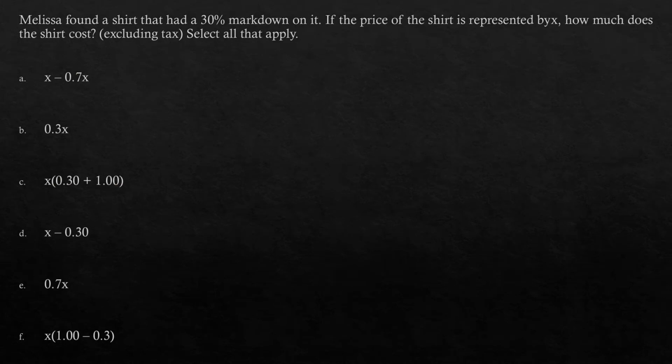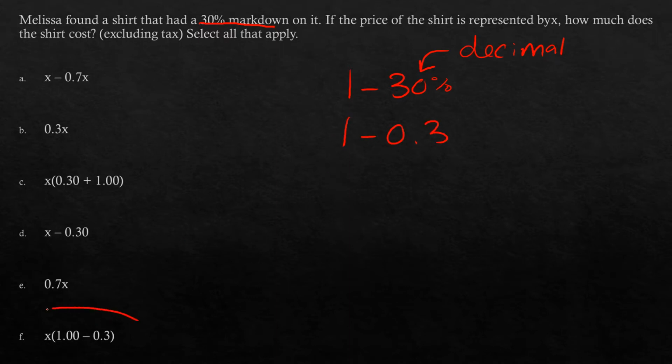All right, Melissa found a shirt that had a 30% markdown on it. If the price of the shirt is represented by x, how much does the shirt cost, excluding tax? Select all that apply. Since this is a 30% markdown, we are doing 1 minus that 30%. But remember, your percent needs to change to a decimal. So 30% as a decimal is 0.3, so I'd have 1 - 0.3, which would be down here. And 1 - 0.3, if I simplify that, I get 0.7, which would be this one here. So those are the 2 answer choices that would work for this problem.